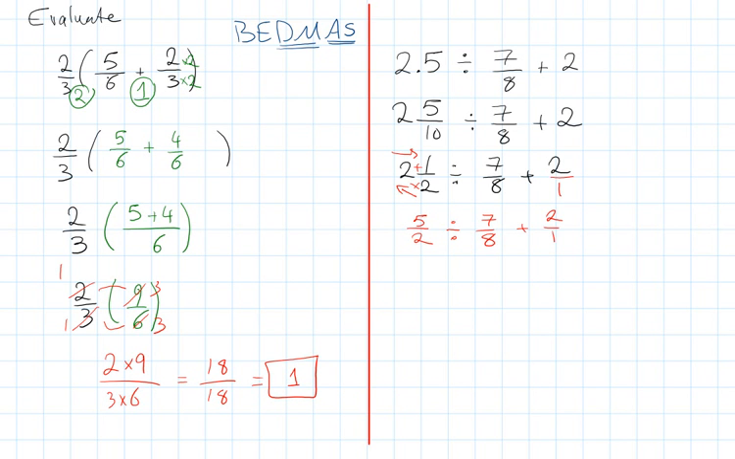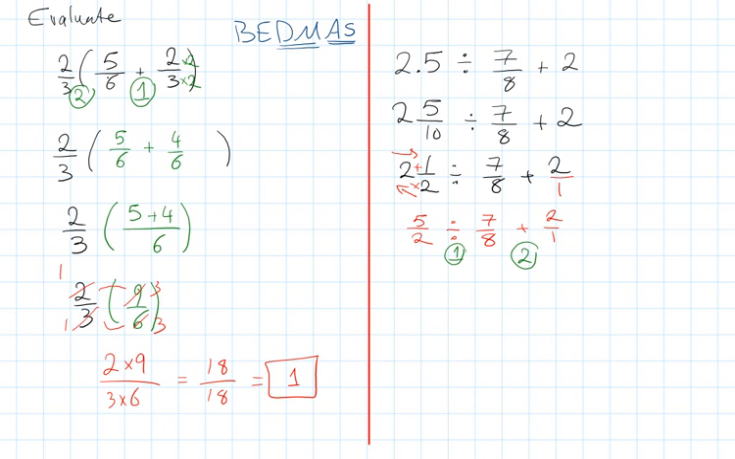Let's look at the order of operations. What are we doing first? We have a division and we have an addition. So what are we going to do first? Of course, it's going to be the division and then the addition. So now let's look at this: 5 over 2 divided by 7 over 8.